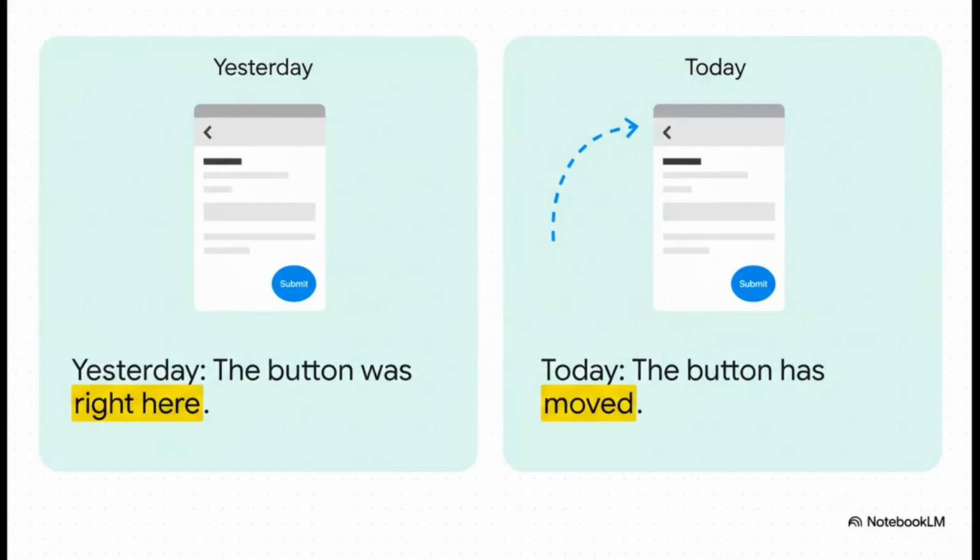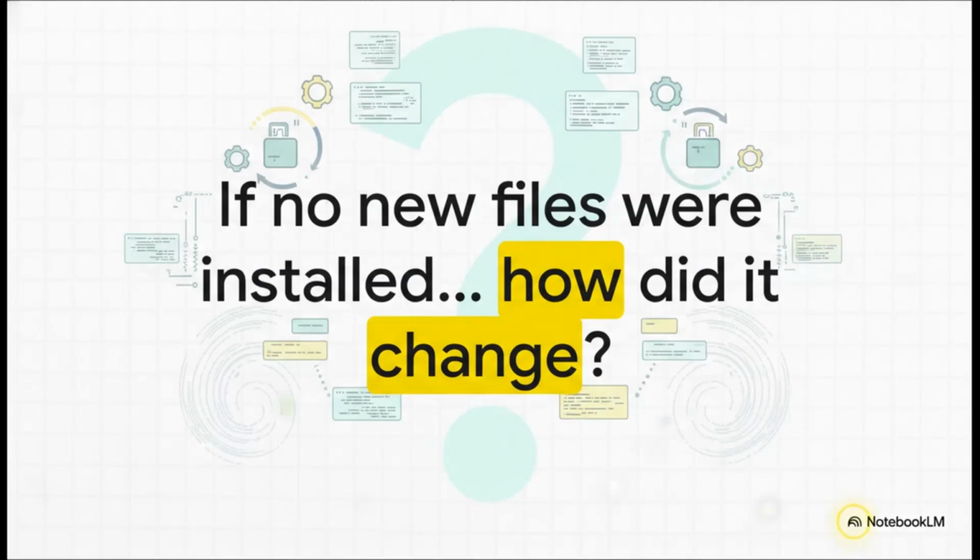There it is. That button you tap without even thinking, it's moved. Or the menu looks totally different. It's not a huge change, maybe, but it's real, and it happened overnight. And you definitely didn't say it was okay. And that leads to the big question, right? If no new files were installed, how? How is that even possible? It feels like it breaks the rules of how software is supposed to work.